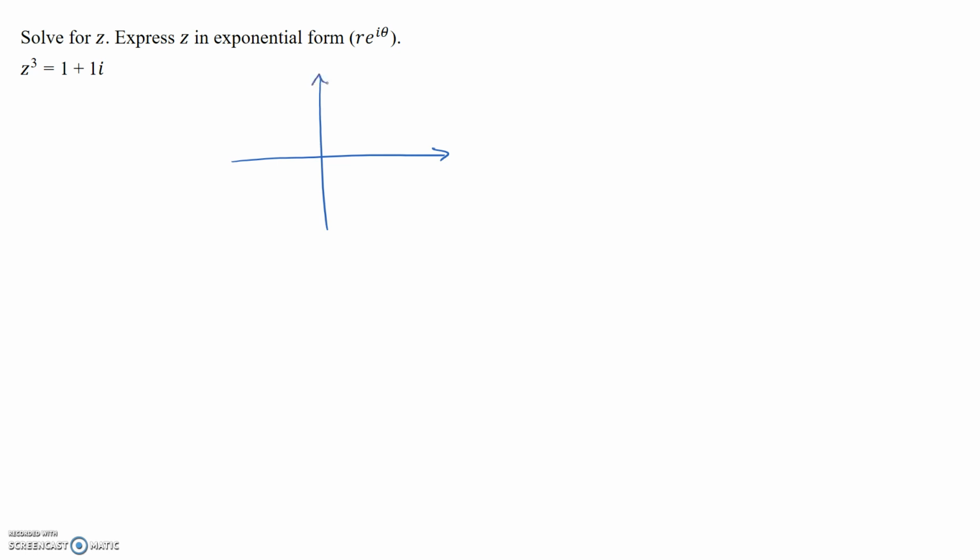So if I was to draw 1 plus 1i on an Argand diagram, if this is 1 and this is 1i, it's going to sit out here. So what we can do then is figure out the length of this line, which is going to be r, and we know that it's the square root of the two components squared and added together. So 1 and 1. That's going to be 2 inside the square root, so we're just going to write this as square root 2. And then the other thing we want is the argument or the angle measured from the positive real axis. So that's this angle in here.